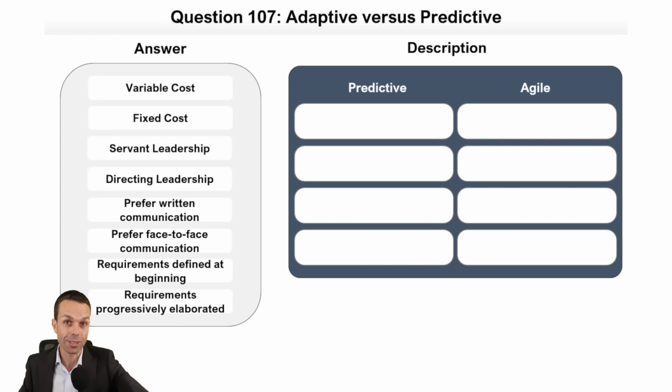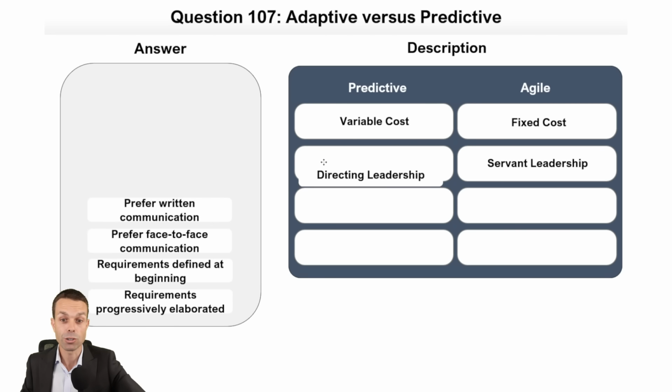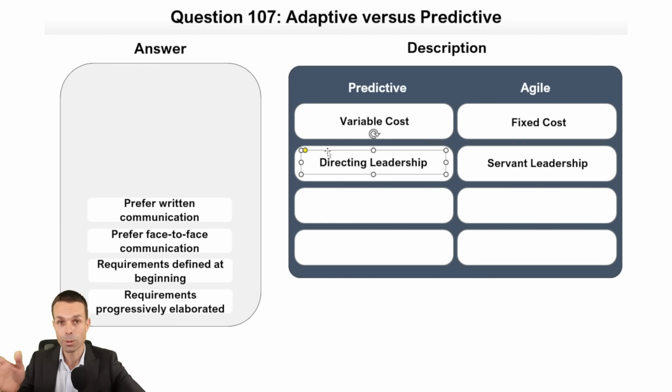All right, nearly through this section. Adaptive versus predictive. Predictive, what do we have? It's not fixed cost, it's variable cost. Because in Agile is where we have fixed cost. We have a fixed team for a fixed amount of time, and they just keep releasing features until the money and the time runs out. In Agile, we're going to have servant leadership.